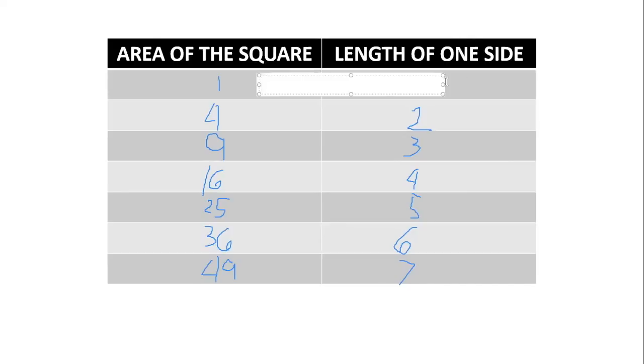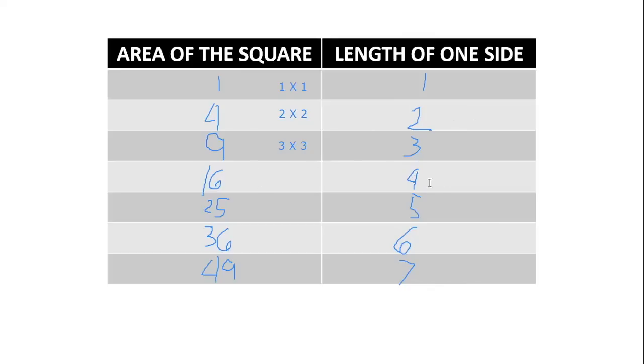So I'll put it here. The area is the length, 1 times 1, multiplying the length to itself. What else? If you look at the second one, it's the same thing. That's 2 times 2. The third one is also the same. That is 3 times 3. Correct? And it goes on and on.